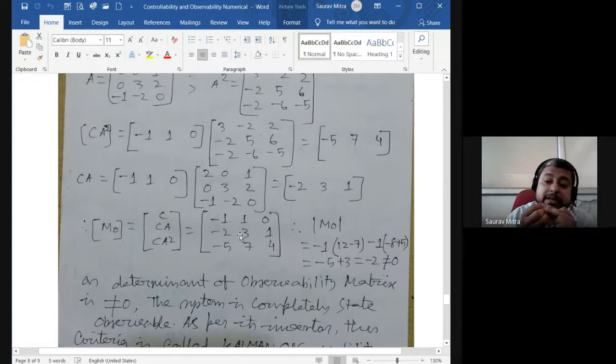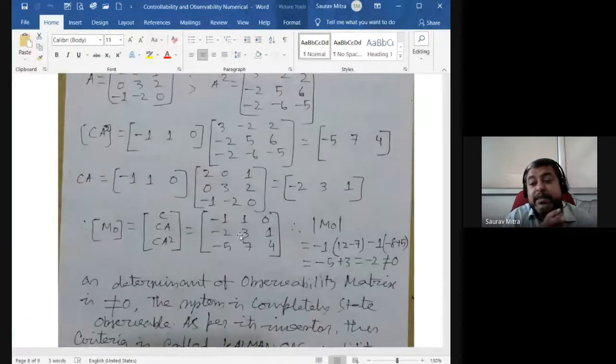When we check your answer sheets, first we check whether all the 9 entries in the controllability matrix and observability matrix are perfectly done or not. If they are done perfectly, then only we give full marks. Otherwise, no. Generally we find that one or two rows, one or two columns are correct. Third row or third column may be a mistake. So first find what is A square.